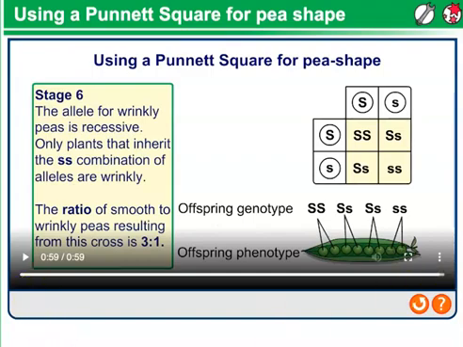In stage 6, the allele for wrinkly peas is recessive. Only plants that inherit the lowercase s, lowercase s combination of alleles are wrinkly. The ratio of smooth to wrinkly peas resulting from this cross is 3:1.